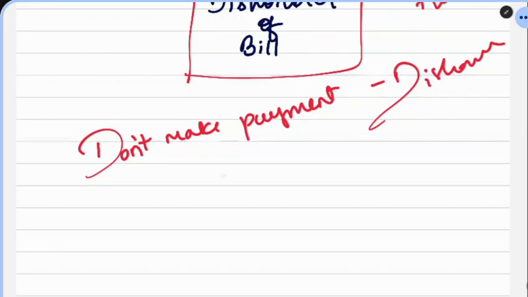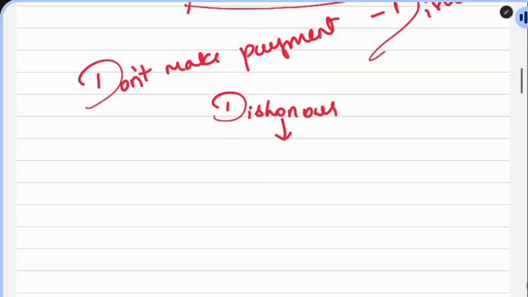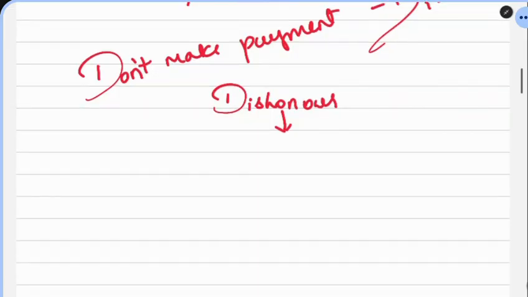See, first is, whenever the dishonor happens, no need to panic. What you need to do is, you need to send a notice to him, whatever you have already done. You will go to a person called a notary.